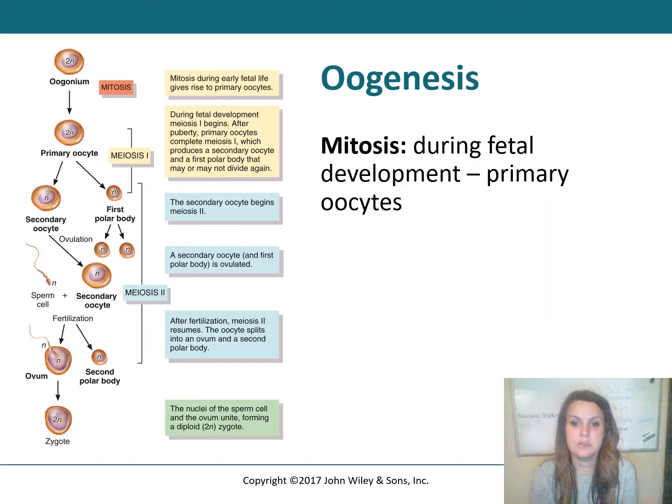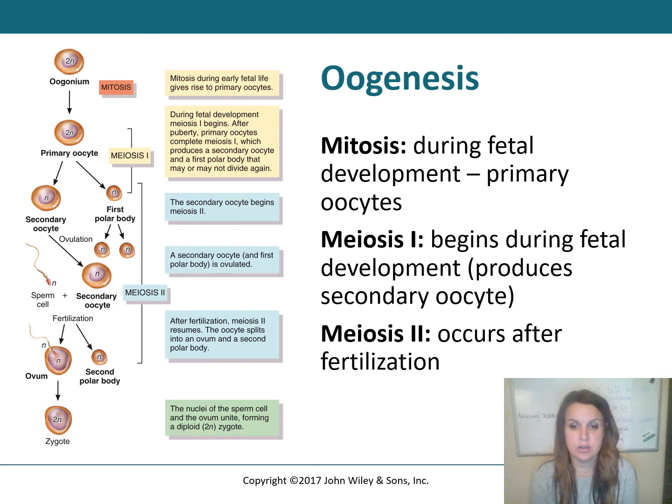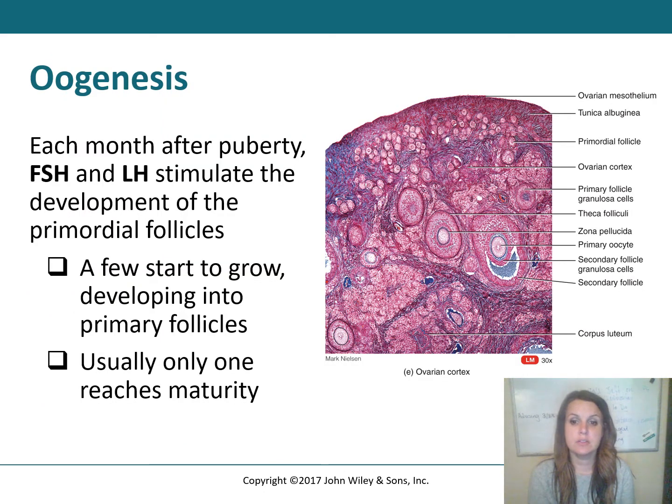The process of oogenesis is the process whereby oocytes are made. So it starts with mitosis during fetal development that gives rise to primary oocytes. During fetal development, you also have the beginning of meiosis too, but then those don't actually get ovulated, nor does meiosis get completed until later. Meiosis 2 actually occurs after ovulation and after fertilization. So you can see that this is going to look a little bit different than what we saw with spermatogenesis in males.